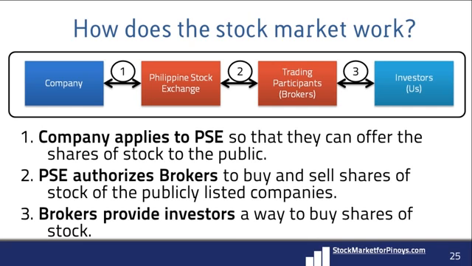So with this, you just have to remember the four groups of people that make the stock market work. The company that needs to expand, the PSE that screens the companies, the broker that provides us the way to buy and sell shares of stock, and of course, us, the investing public.